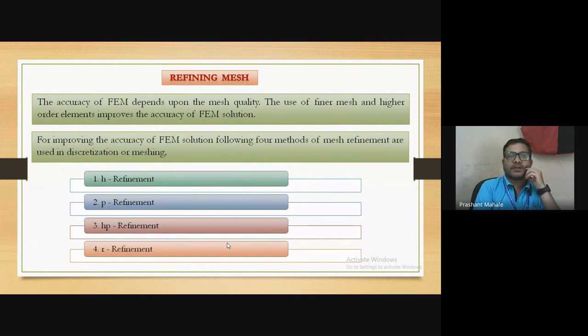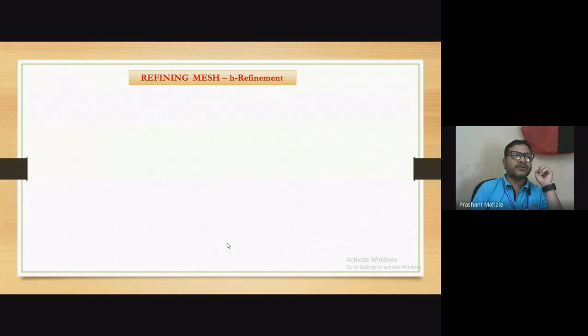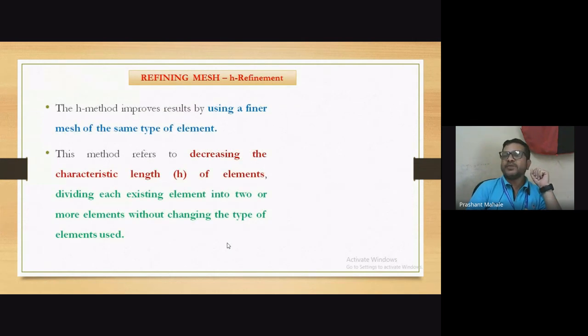fourth is R refinement. So as I'm saying you that this is important from the exam point of view, so you need to remember this four, and you have to list that four first. Then you explain that one by one. Like if I go for H refinement, what this H refinement means? The H method improves the result by using finer mesh of the same type of element.